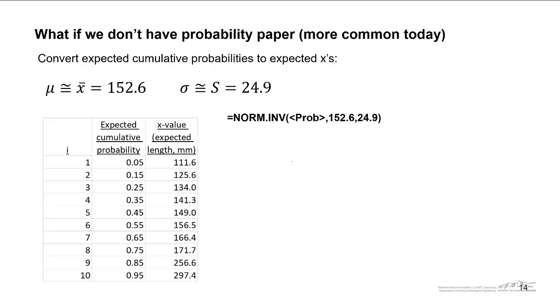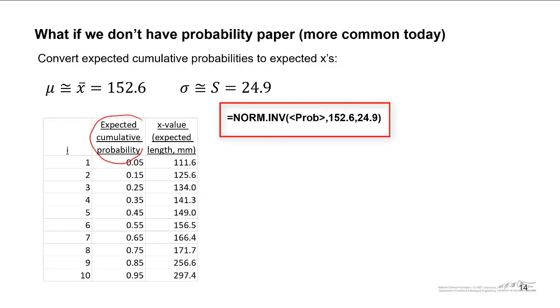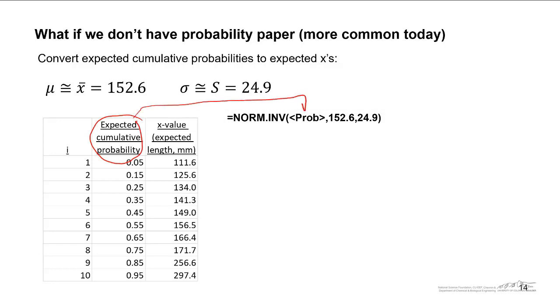So let's get back to how we could solve this in Excel, because typically we use this in Excel or other software tools rather than probability paper. We can use the NORM.INV function of our expected cumulative probabilities. So that goes in here with our mean and our standard deviation. And you see that we're estimating the mean and standard deviation based upon our sample statistics, X bar and S.